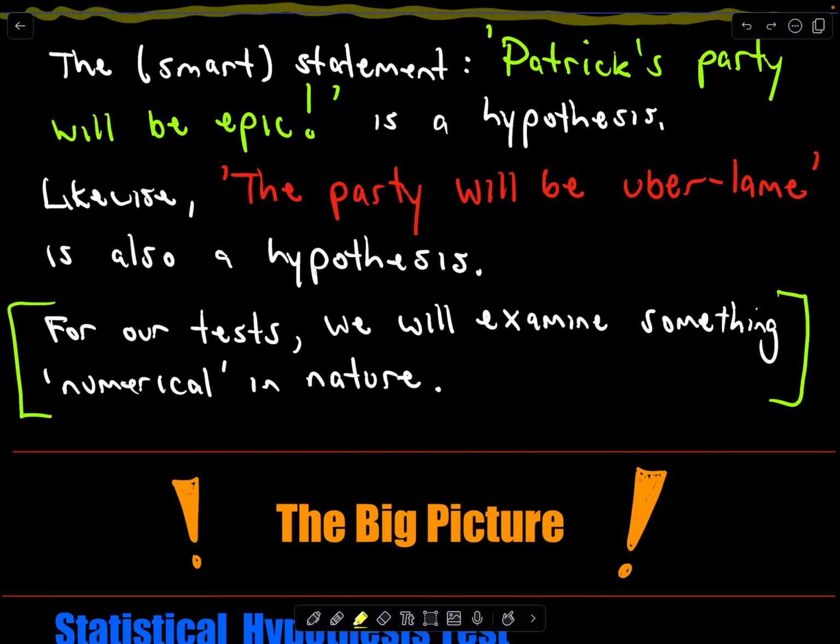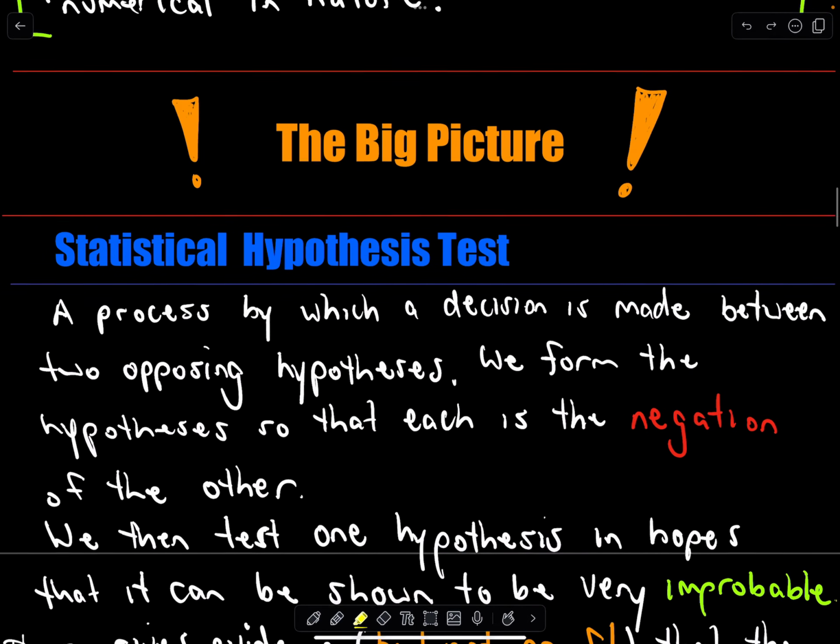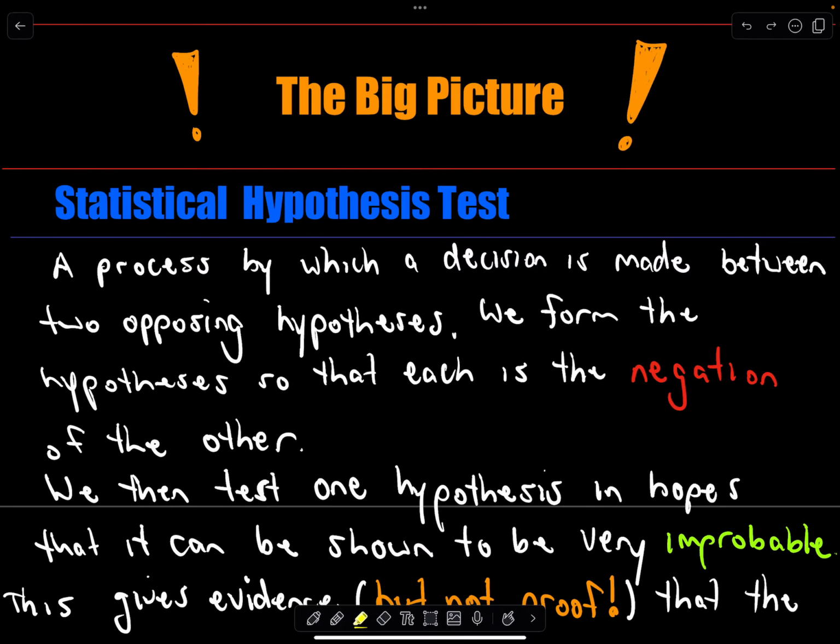You'll see that when we actually start performing these hypothesis tests, we're typically going to be looking at something numerical in nature. And again, we won't do one of those examples just yet, but you'll see that in a following video. So what's the big picture here, right? That's what we want to know. So let's talk about these statistical hypothesis tests. So what is that? So this is a process by which a decision is made between two opposing hypotheses, right? My party is going to be great or my party is going to be terrible.